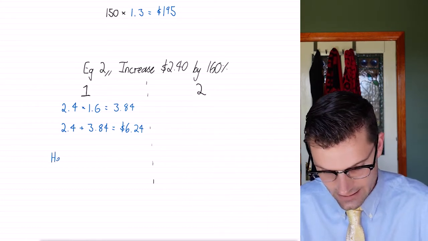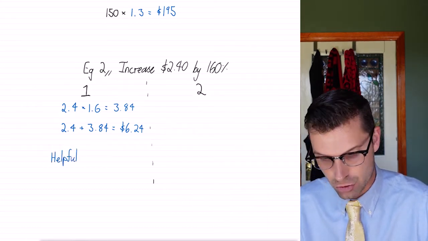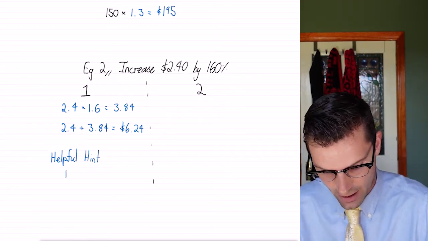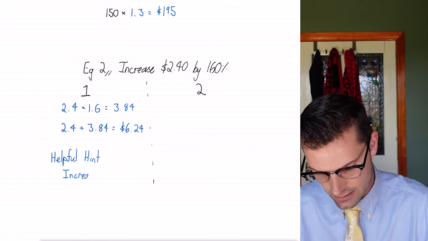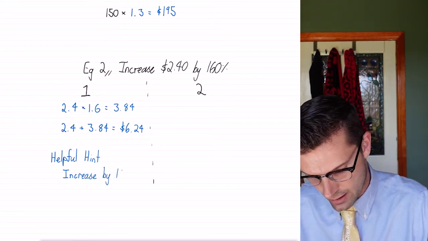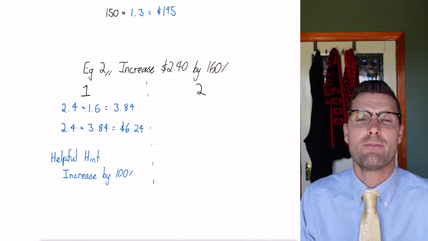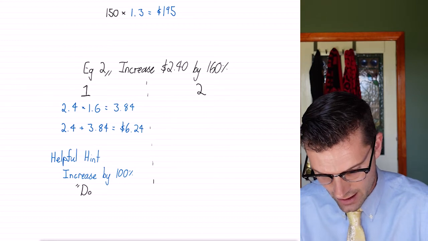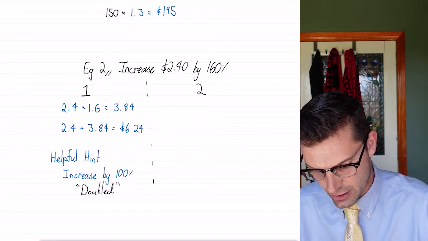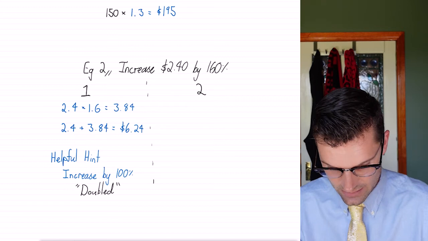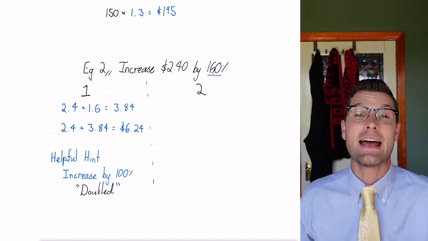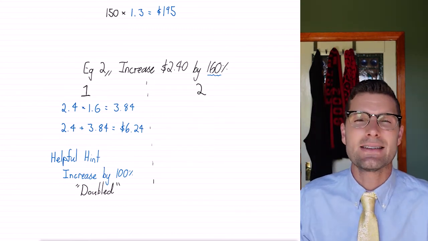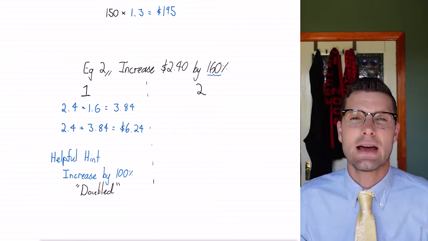A really helpful hint, this is something that I have always kind of struggled with imagining the answer in my mind, but when we say we increase by 100%, or if you make 100% profit or anything like that, what we're really saying is that the amount we started with doubled. So because we increased by 160%, okay, we know that our answer has to be more than double what we started with. So we started with $2.40, our answer is $6.24, so that is more than double, so we know we're on the right track.